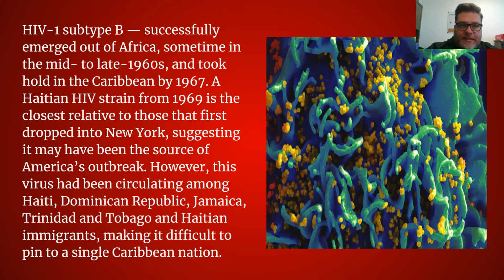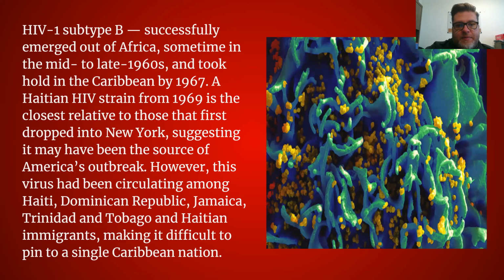HIV-1 subtype B successfully emerged out of Africa sometime in the late 1960s and made its way to the Caribbean by 1967. A Haitian HIV strain from 1969 is the closest relative to those that first dropped in New York, suggesting it may have been the source of America's outbreak.